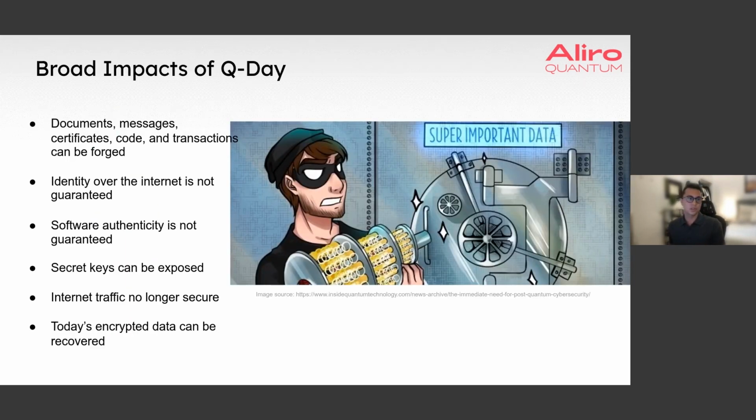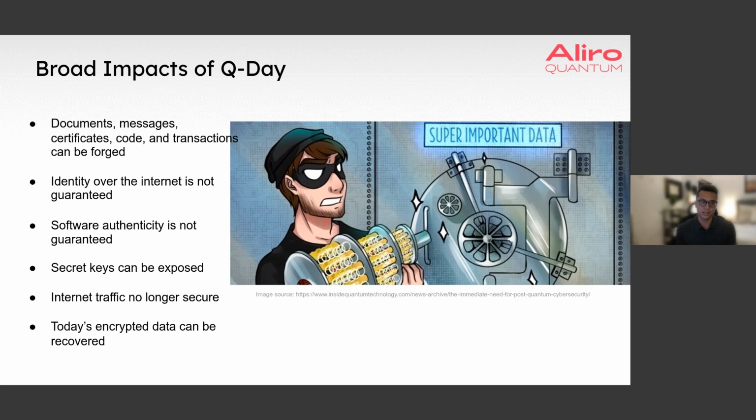Okay, so with Shor's and Grover's, what does this mean? Why is Q-Day so important to think about, and why is it a little daunting? That's because, once we have Shor's and Grover's, identity over the internet is no longer guaranteed. So your documents, messages, your web certificates, software you download, financial transactions, these can all be forged because of the implications of Shor's and Grover's. Your secret keys are exposed, so adversaries can read whatever you're receiving. Internet traffic is no longer secure.